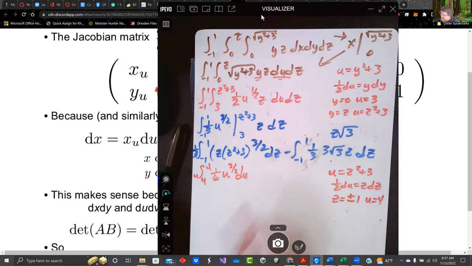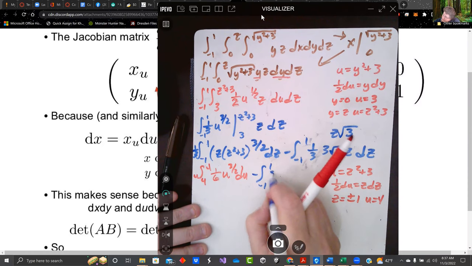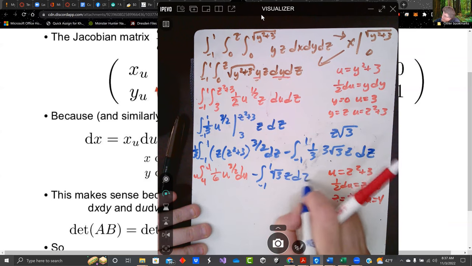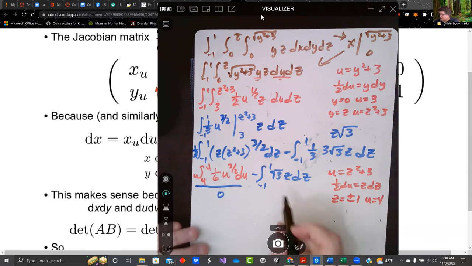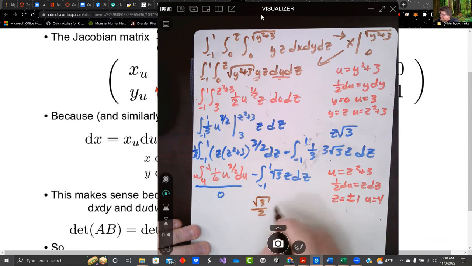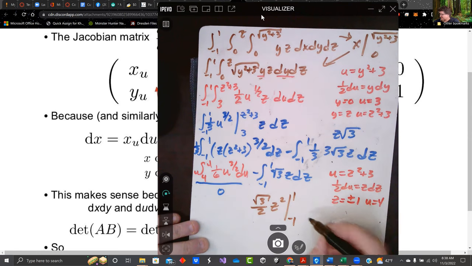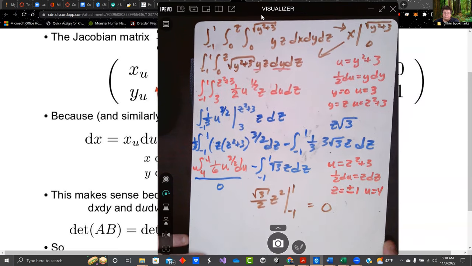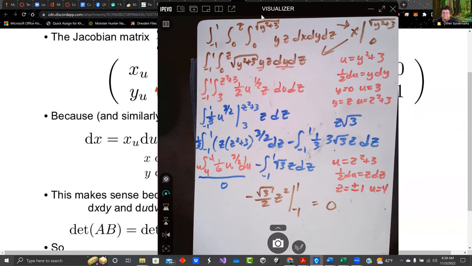All we're left with is my other integral, which is minus the integral from negative 1 to 1 of √3 z dz. Because the limits of integration are the same, 0. So here we got √3 over 2 z squared from 1 to negative 1. And that looks like another big fat 0, doesn't it? It's not a negative. Oh, it's zero. Right, there's a negative out front. It doesn't change the end result, but you're right, there was a negative out front.